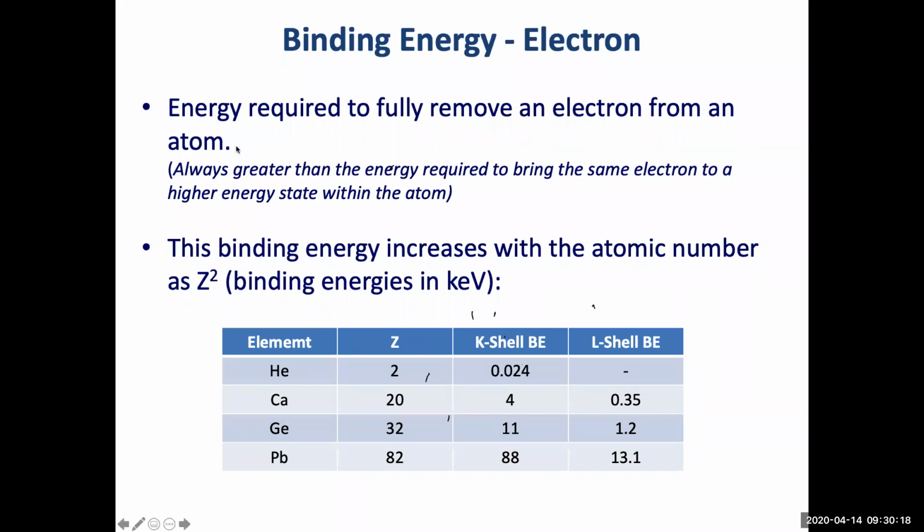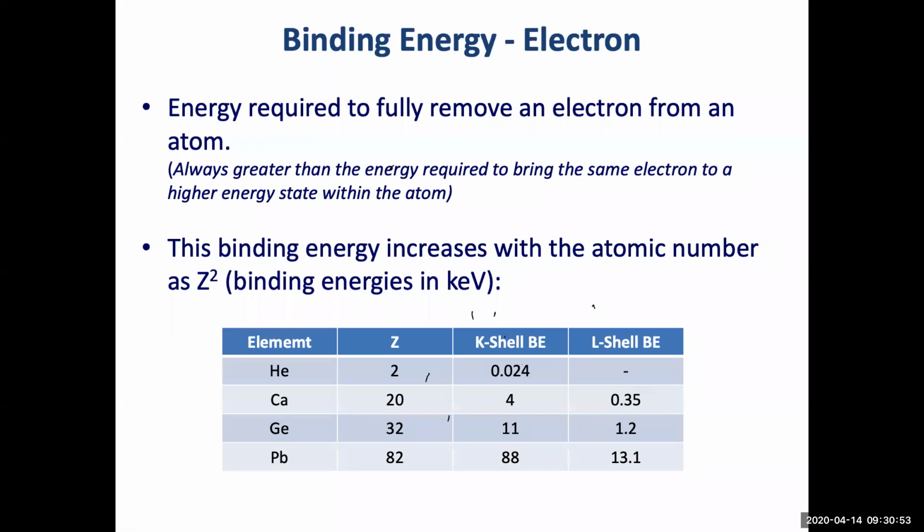So electron binding energy, we can define it as the energy required to fully remove an electron from an atom. Note that it is always greater than the energy required to bring the same electron to a higher energy state within the atom, an excited state. In an excited state, the electron jumps from one energy state to another only, but the electron is still in the atom. But when we talk about binding energy, we are talking about the energy required to fully remove the electron from the atom.